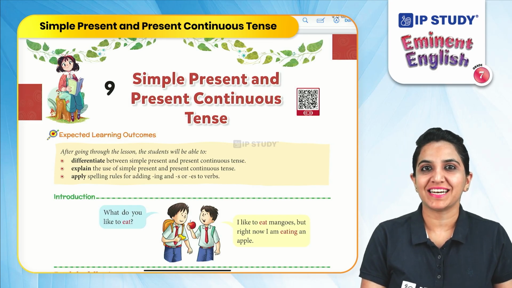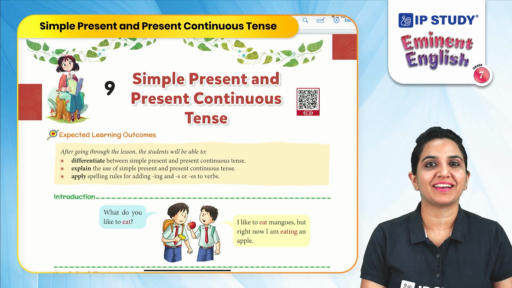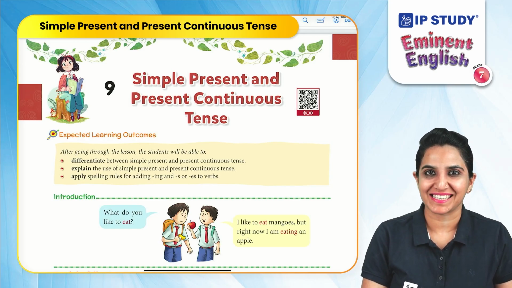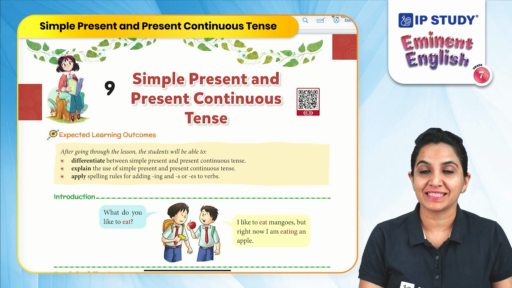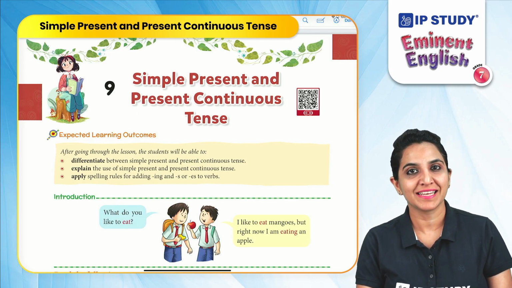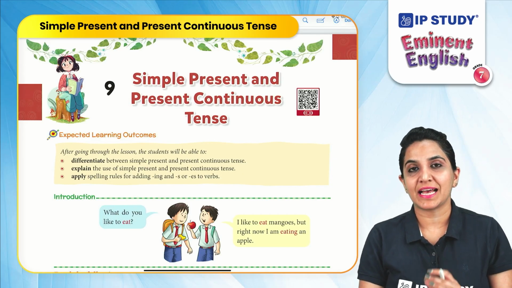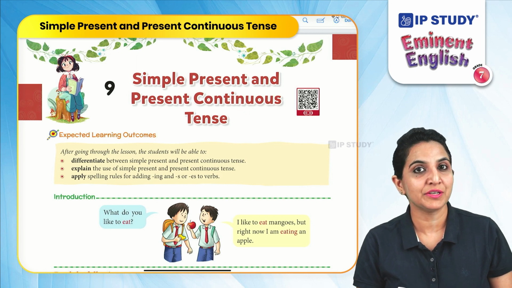Today we will discuss the 9th chapter of Grade 7 English Grammar, and we will explore the world of tenses. Our today's topic will be simple present tense and present continuous tense. So before we dive deeper, let's understand what is a simple present tense and what is a present continuous tense.